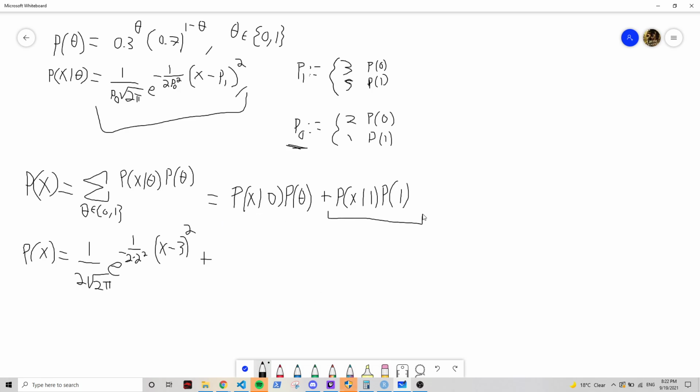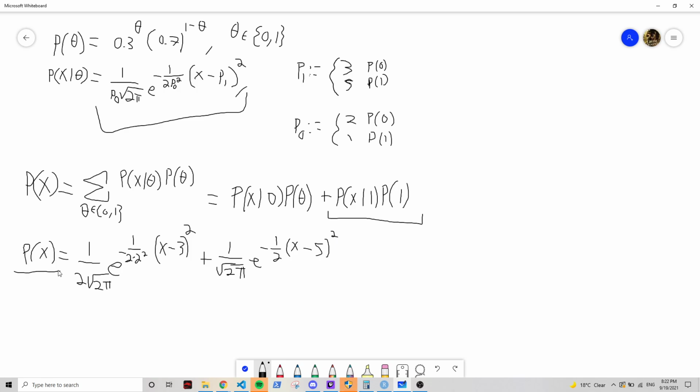So now theta equals 1. When theta equals 1, our variance is equal to 1. So this is just 1 over root 2 pi, e to the negative 1/2 x minus, and then for our mean, when theta equals 1, our mean is now 5. So this is our marginal density for x.